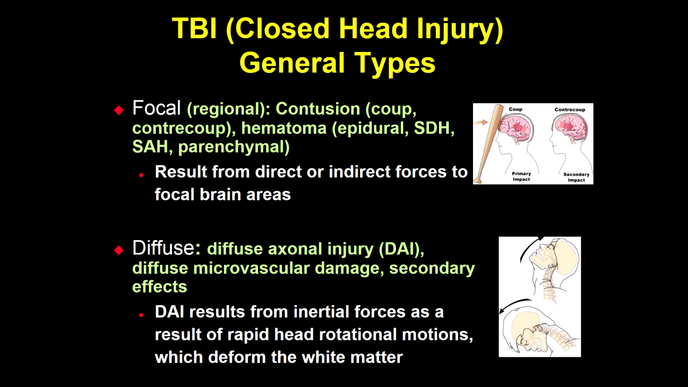Okay, so very, very briefly, there are two types of traumatic brain injury. One is focal, which refers to there being bruises and hematomas as a result of trauma, and the other is diffuse.